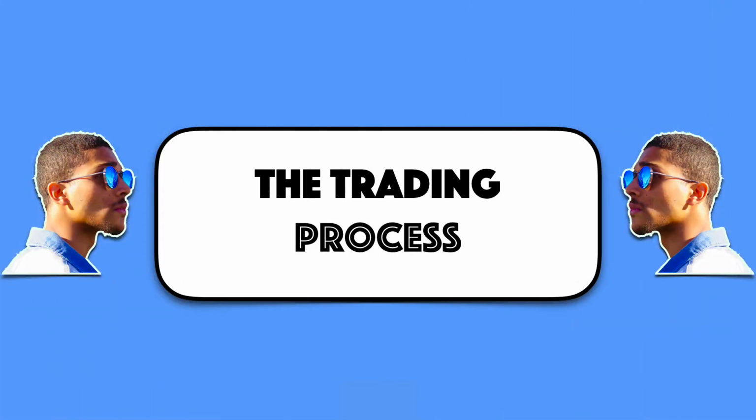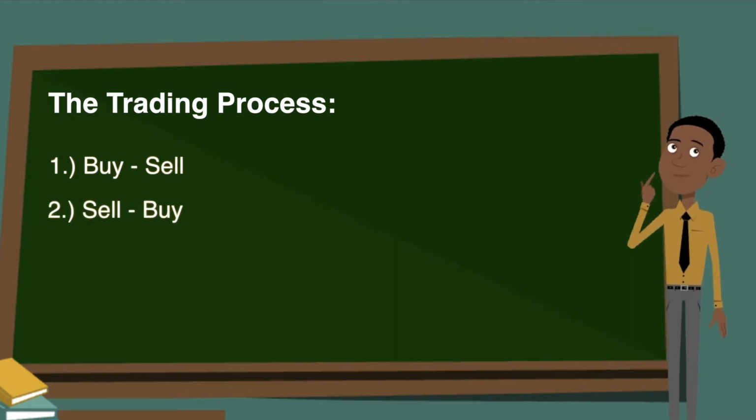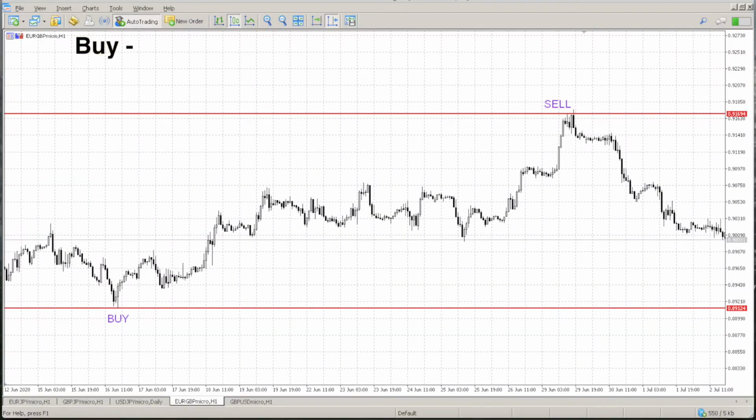Now let's have a look at the trading process. On the Forex, you are able to execute 2 different types of transactions, a buy-sell or a sell-buy transaction. When you execute a buy-sell transaction, you are referred to as being a bull. A bull is an individual that enters the market buying first and exits selling second. You are anticipating that the market will go up.